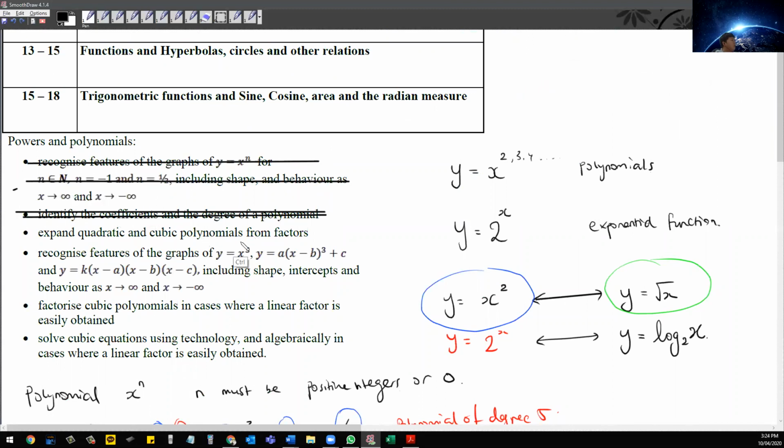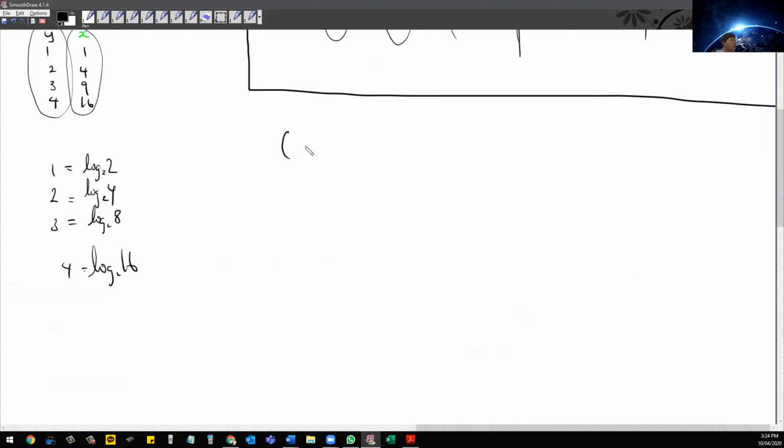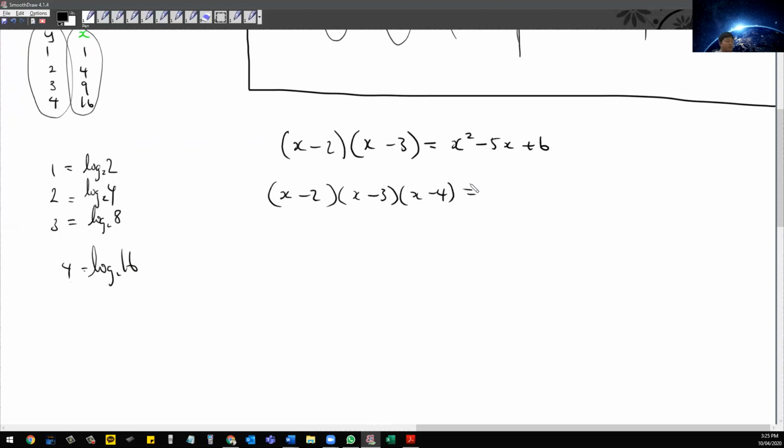Now, I'm just gonna put a tick mark there. So expand quadratic and cubic polynomials from factors. Okay. So if you got (x minus 2)(x minus 3), you know how to expand it out, right? Yeah. So that's pretty straightforward. So you get x squared minus 5x plus 6. Mm-hmm. If you have, just try this one maybe. Expand this one out, please. Okay. Yep, just do it yourself on a piece of paper, and you can just send me a photo.